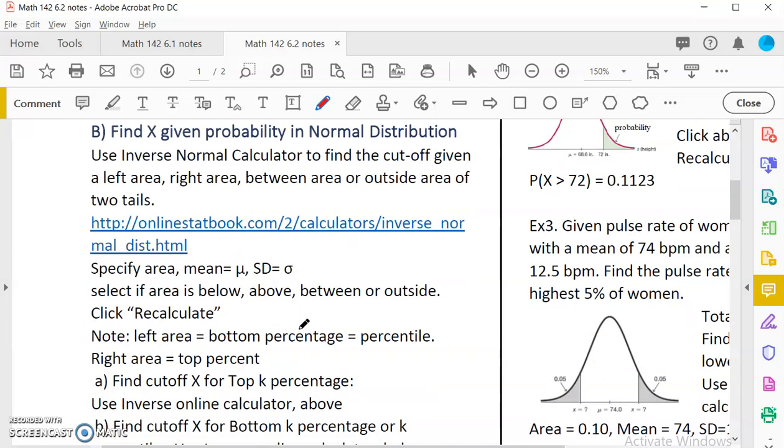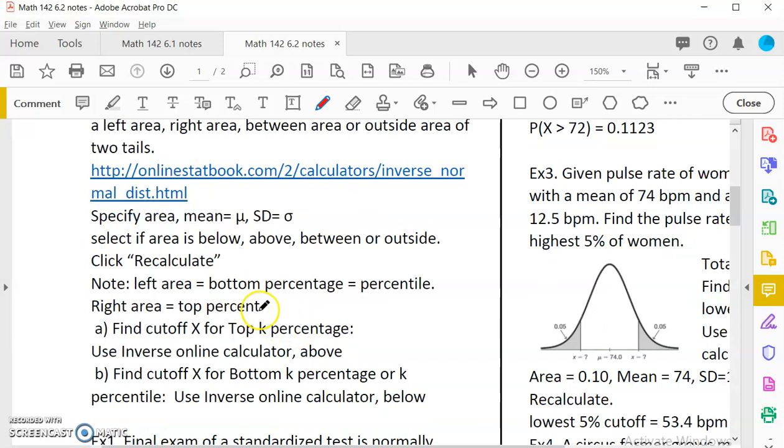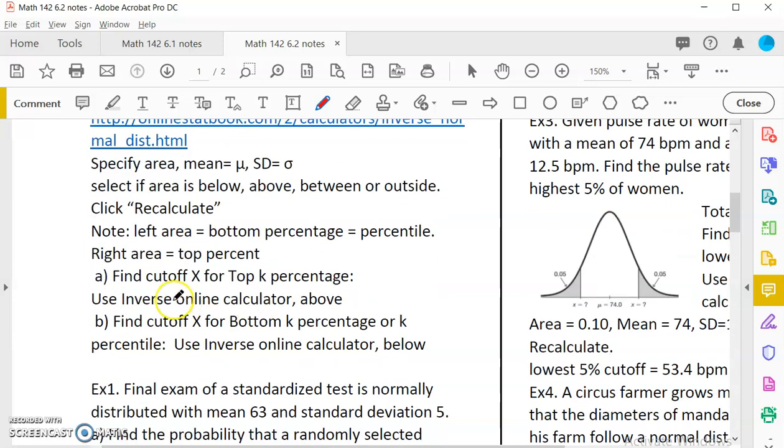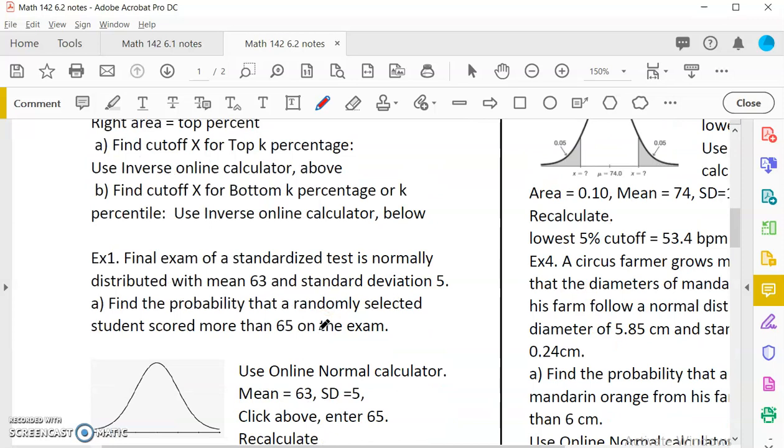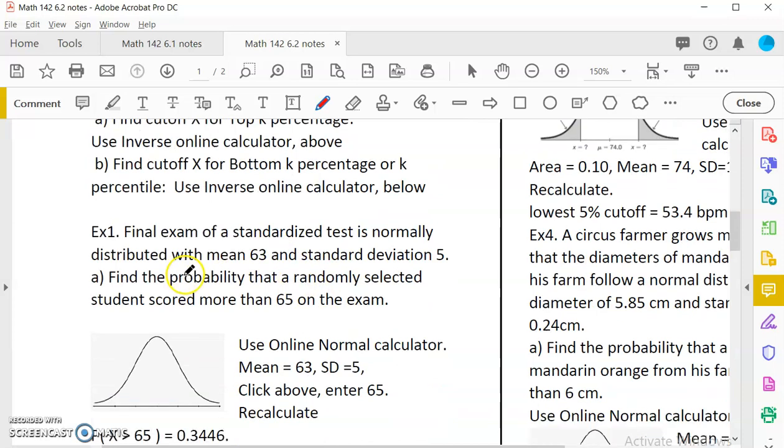for a given area, a given percentage. A bottom percent and top percentage work exactly the same way. So the general guideline is, if you are doing top percentage, it is above, right? And then you use the inverse calculator, but use above. If you're using a K percentile or bottom percentage, then you use the inverse calculator below.